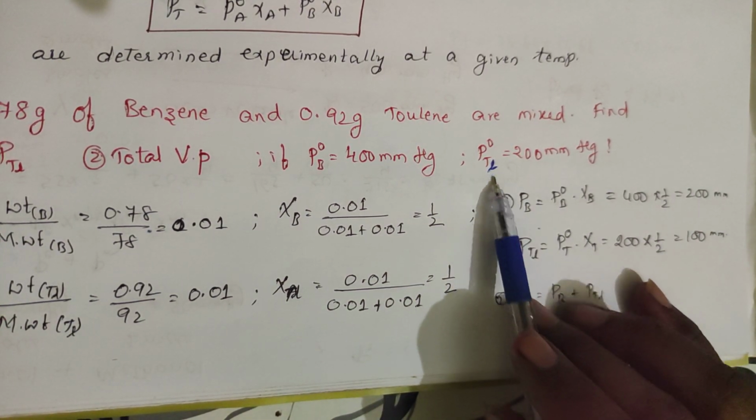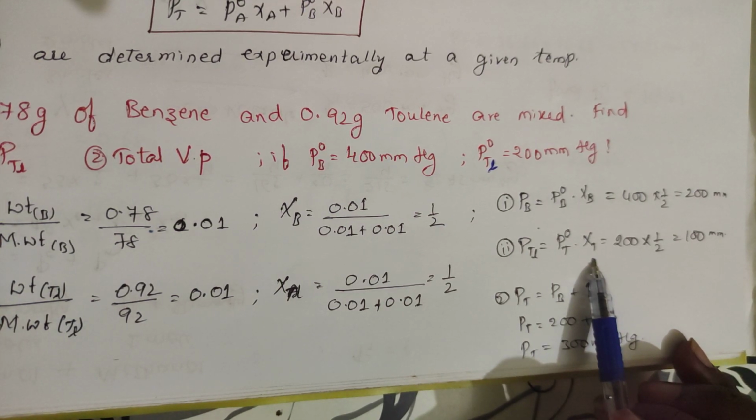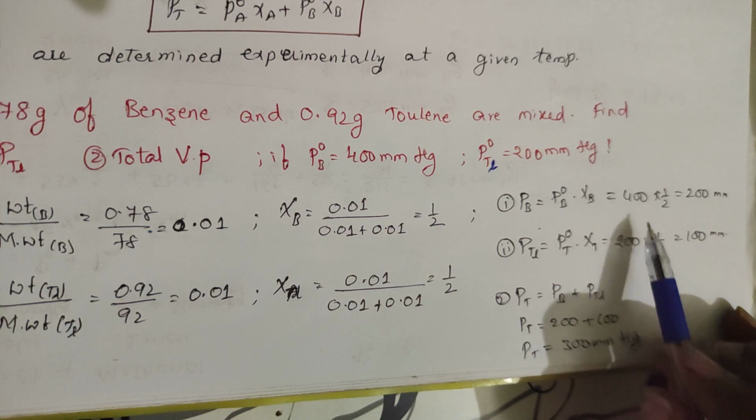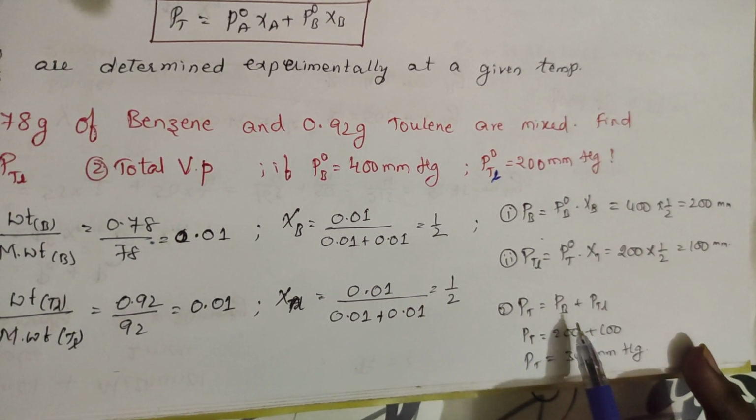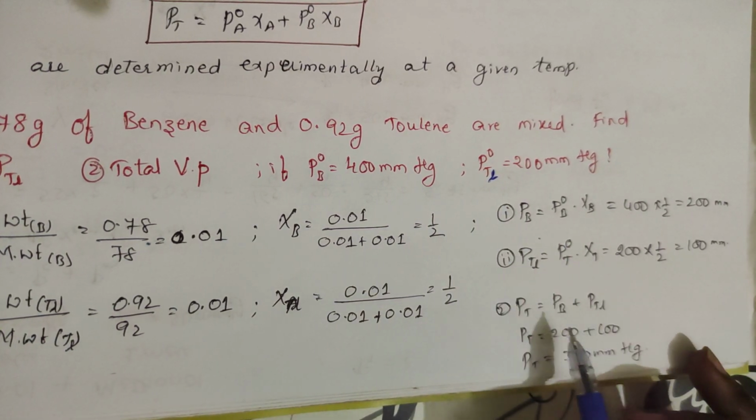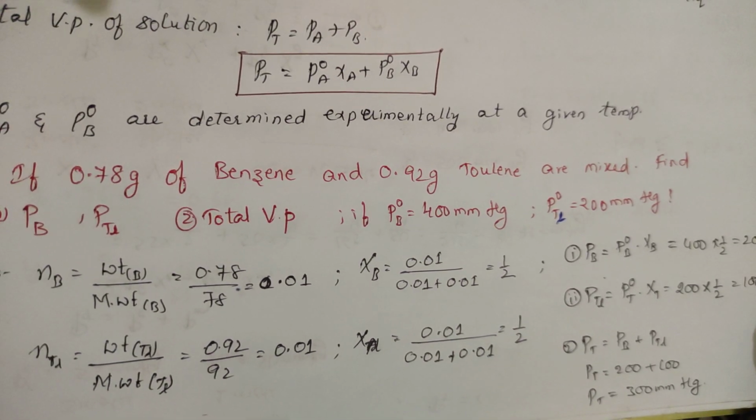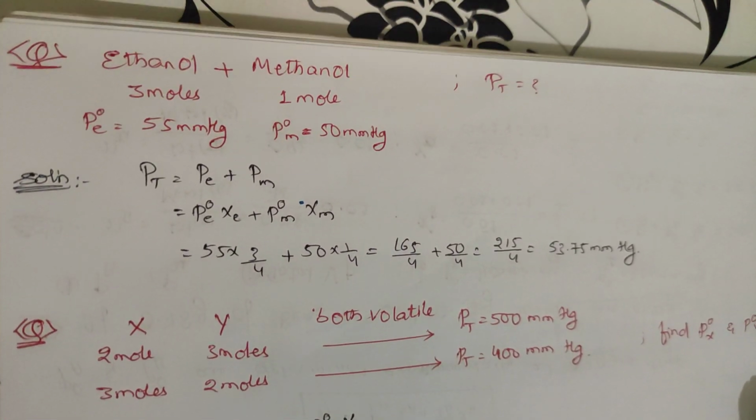Then partial pressure of toluene will be equal to P naught of toluene into mole fraction of toluene. So P naught of T is 200 into half, the mole fraction, you will be getting 100. P total will be equal to what? Partial pressure of benzene plus partial pressure of toluene. You have got 200 plus 100, it is 300 mm Hg. That is what you will be getting with respect to that one. Right. Take one more example.